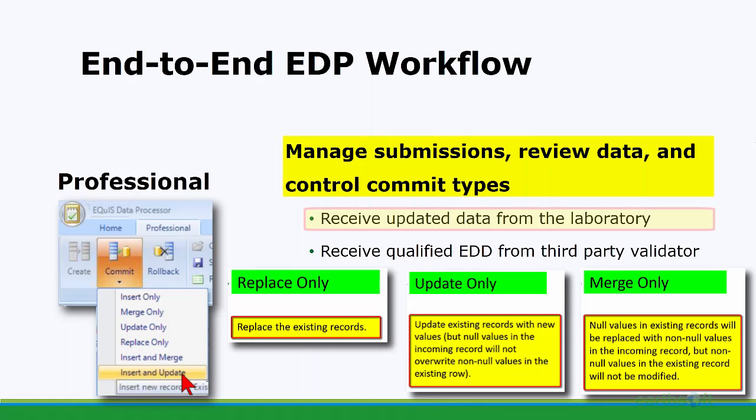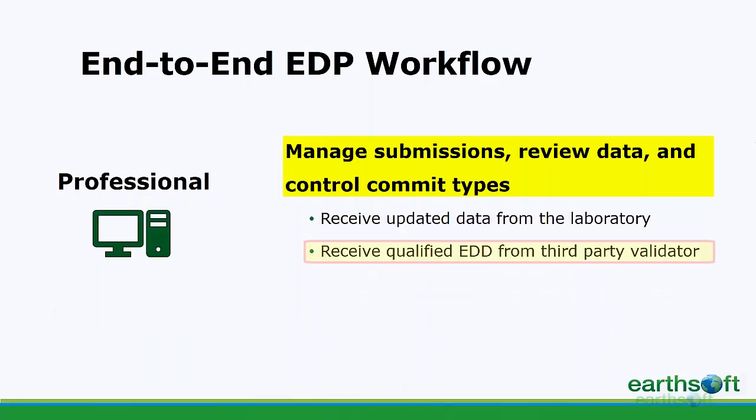There are multiple commit types in Professional EDP that allow you to get the data into the database in the way that you need to. And I'll use this example one more time, receiving a qualified or a flagged EDD from a third-party validator, the ability to just simply update the flags and the appropriate values in the database as they sit.